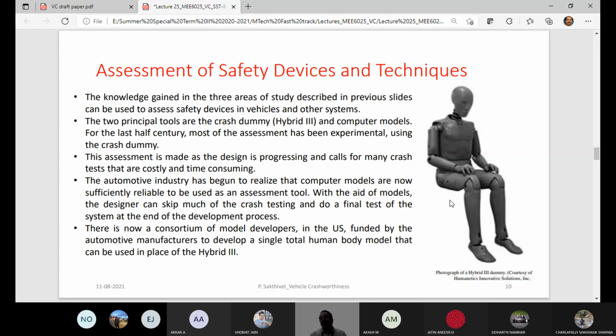So the Hybrid 3 dummy, though they replicate the human and are able to accommodate the necessary sensors, and can be nicely placed in concurrence with vehicle ergonomic aspects of inboard and outboard, still, a real human-like dummy is under research, and there is a consortium working on it. I think we have seen one such human dummy, which is more realistic, in 2020, and I mentioned it in the beginning, in the introductory lecture.